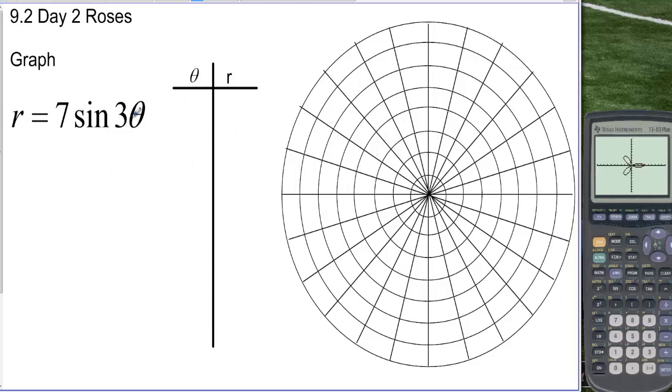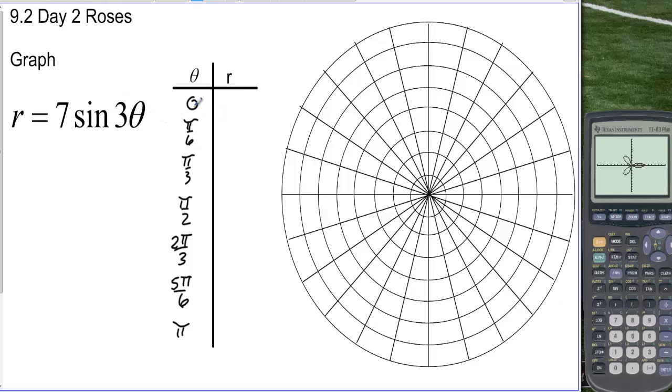How about 7 sine of 3 theta? We're going to count by pi over 6's. This is odd, so this one will finish in pi. We don't have to go all the way to 2 pi. So we have 0, pi over 6, pi over 3, pi over 2. So there's 1, 6, 2, 6, 3, 6. 4, 6 is 2 pi over 3. Then we have 5 pi over 6. And finally pi, and the graph will finish in pi radians. When that's even, we'd have to go all the way to 2 pi.